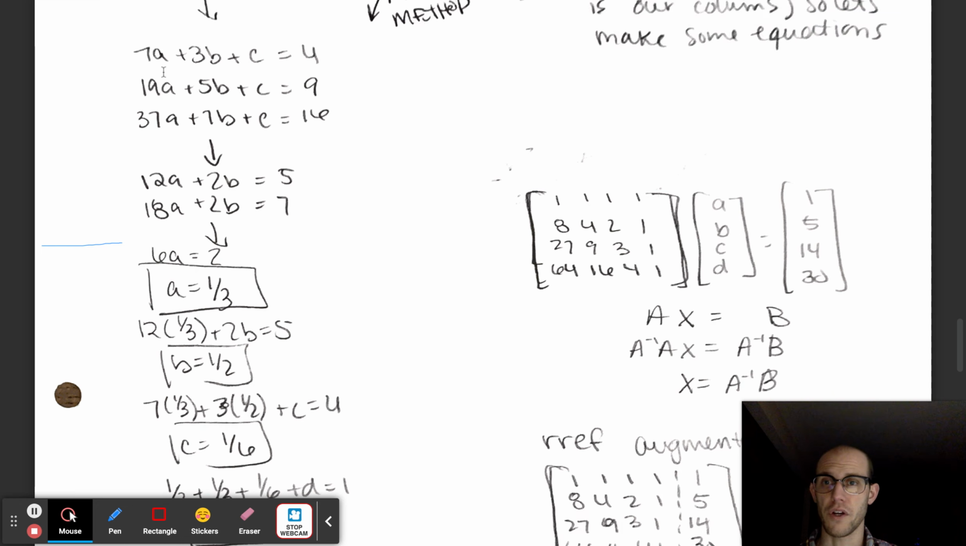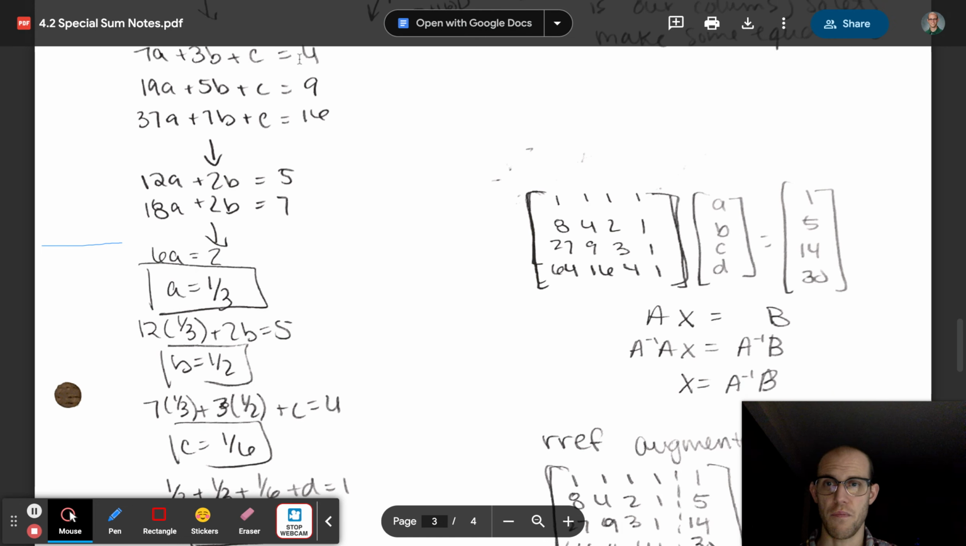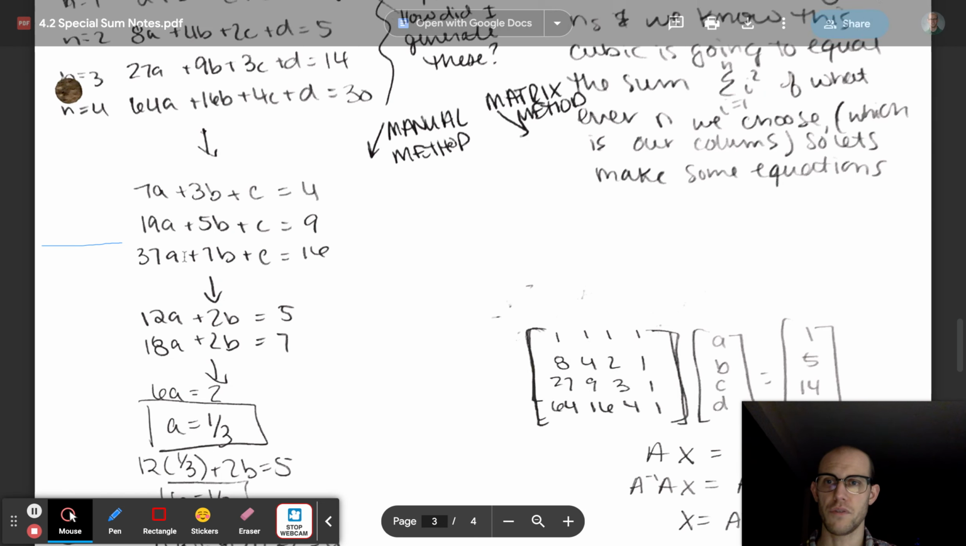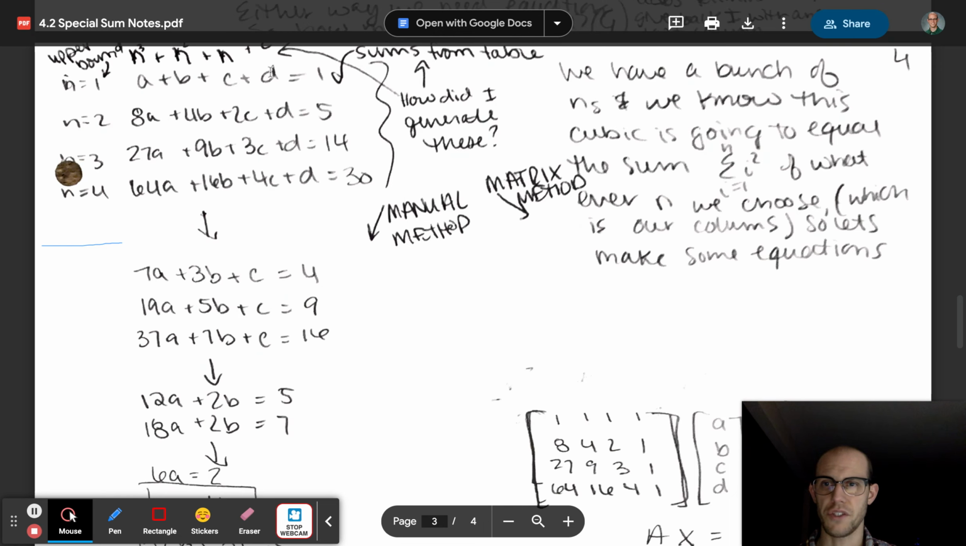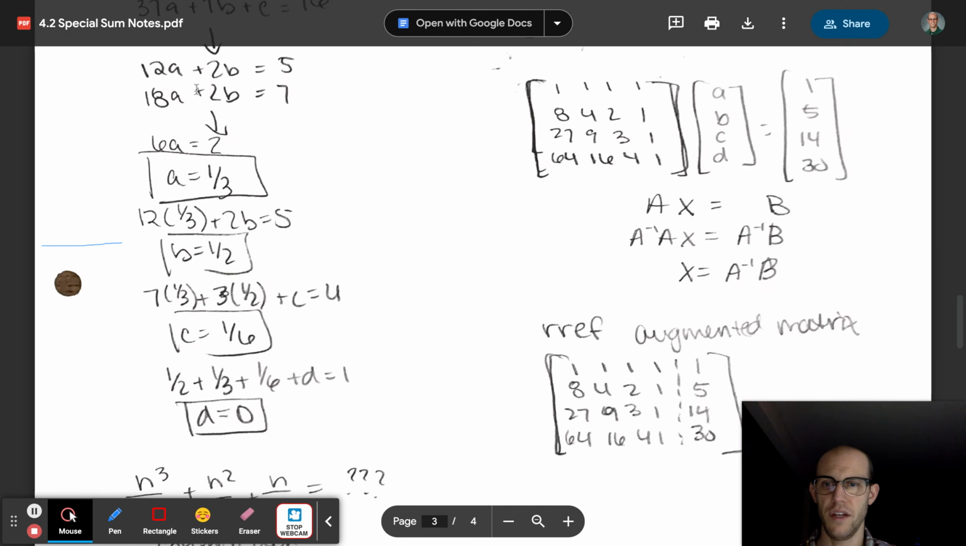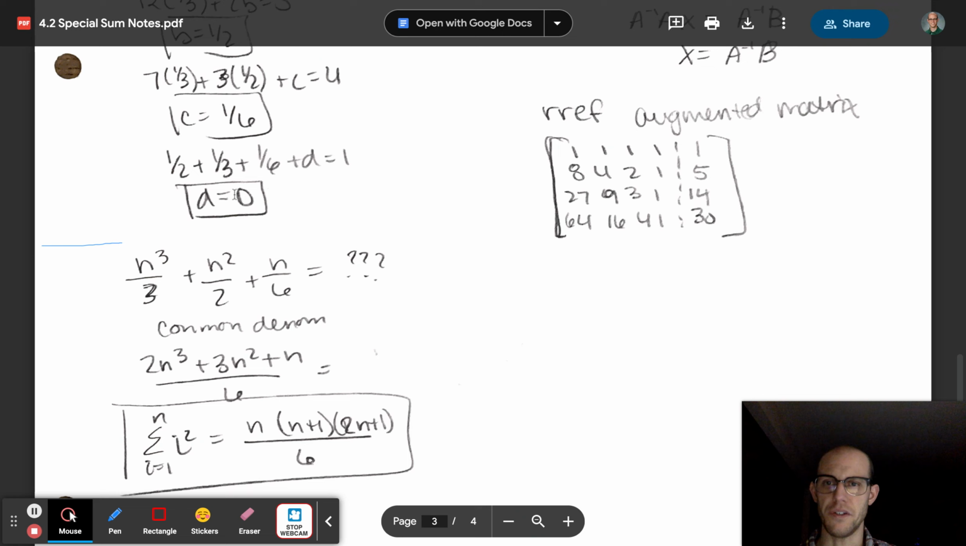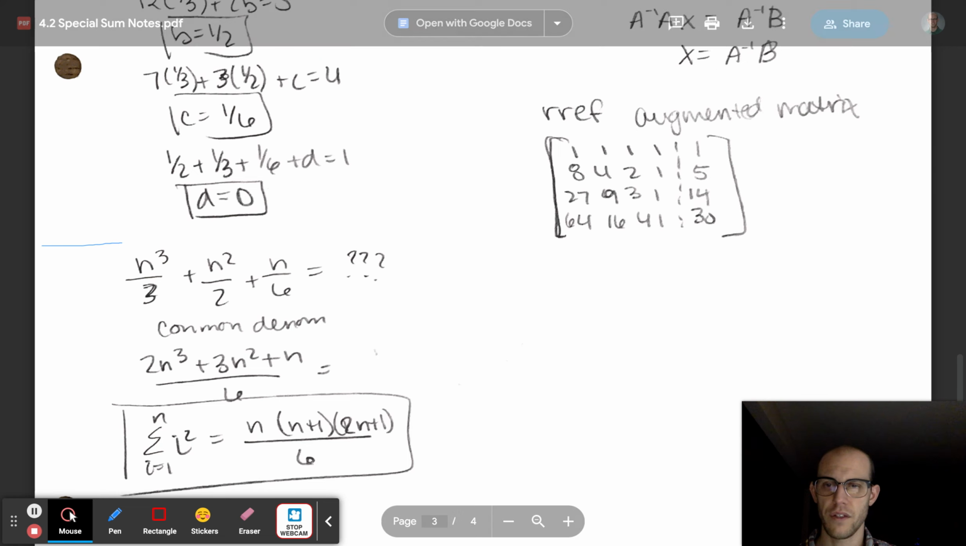And now I'm going to go up to the next one. I like the top one because it's simpler. I know what a is. I know what b is. I can solve for c. And now I know what c is, and I can put it into the simplest one I know, which is the very top one, where n equals 1, and that solves d to be 0.